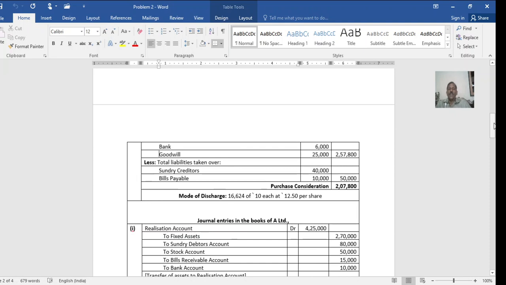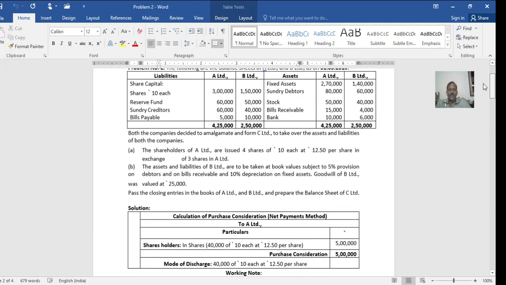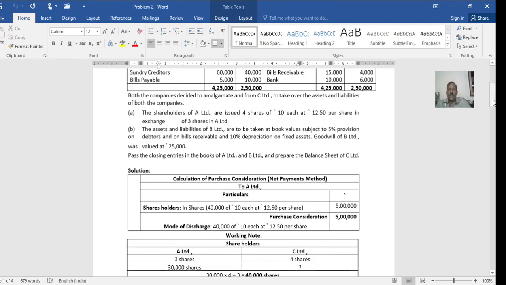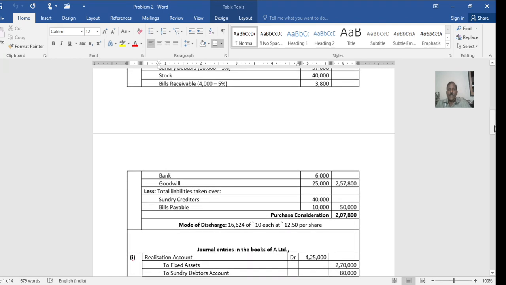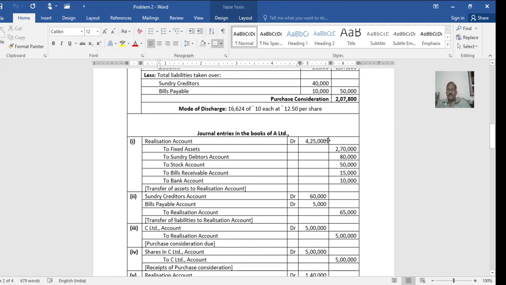Goodwill, value given, 25,000. Total agreed value of assets is 2,57,800, less liabilities taken over. There are only two liabilities. Share capital and reserve funds pertain to shareholders, so it is creditors and bills payable. The total of these two liabilities is 50,000, so the purchase consideration is 2,07,800. Here also, with shares of 10 rupees issued at 12.50 per share, when you divide, you get 16,624 shares.